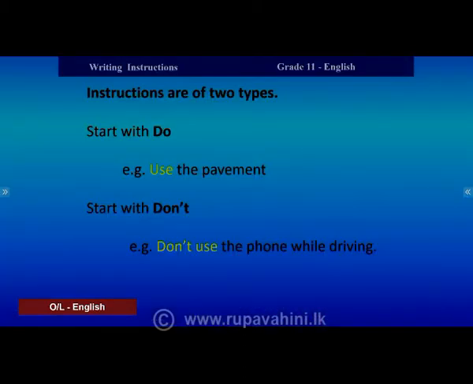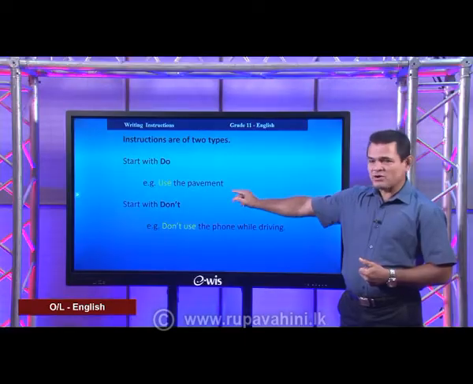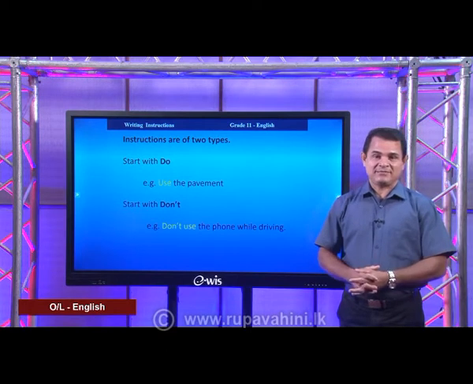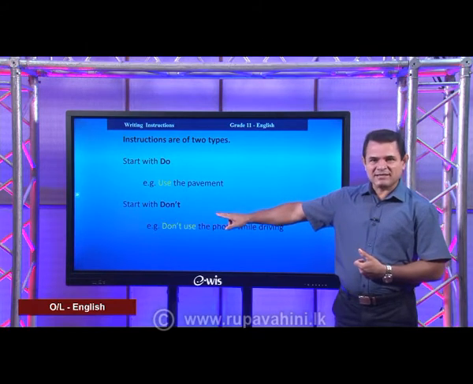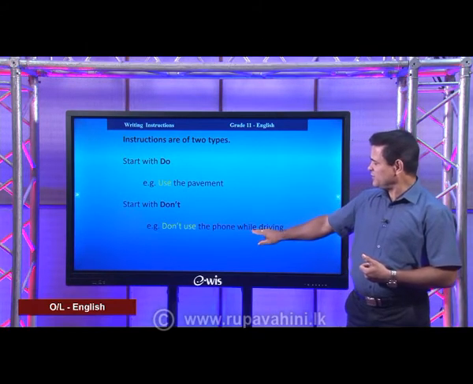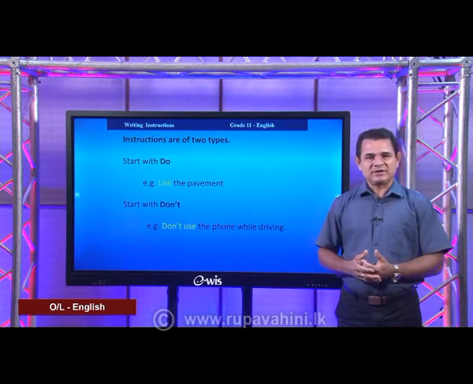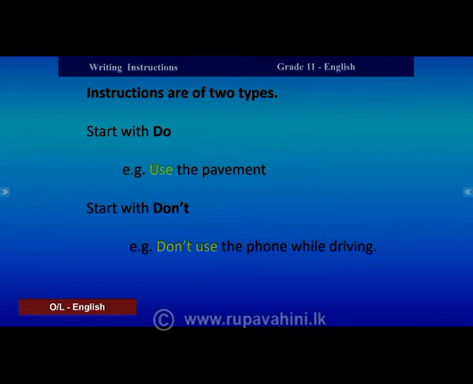Right. Now when we talk about instructions, there are two types of instructions. One is do, the other one is don't. First one, use the pavement. That means you are asking them to do that. The other one is not to do, don't do. So you use don't at the beginning there. Don't use the phone while driving. So there are certain instructions you are asking them to do, and there are certain instructions you are asking them not to do. So you start with the verb, first one do, the other one using don't.